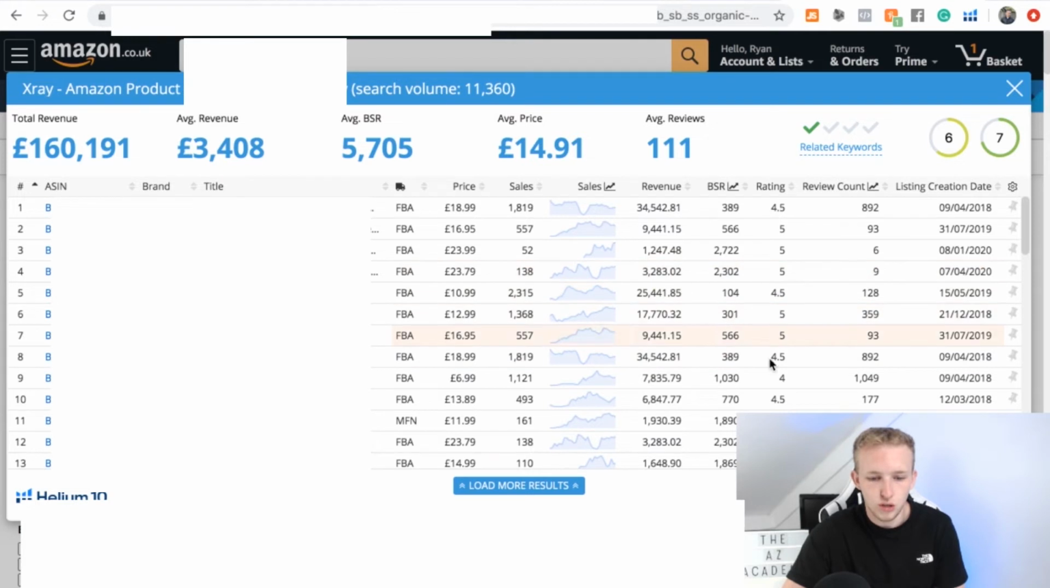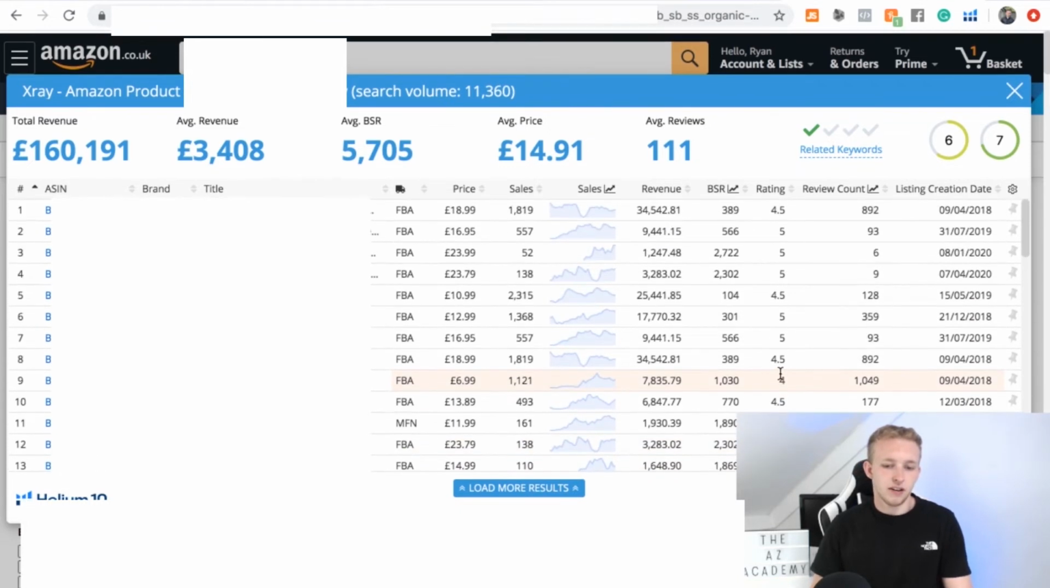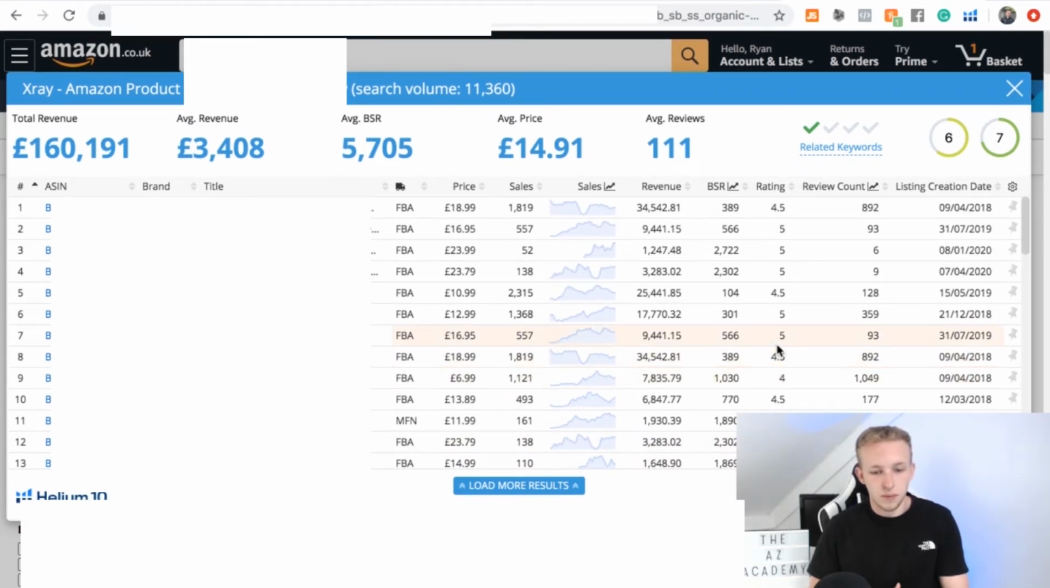But moving on to the rating quickly, we've got a bunch of 5 stars here and some 4.5 star average ratings. Now, this does draw my attention because it shows me that basically everyone here has near enough a 5-star rating. I'm sure even these people who have 4.5 stars are probably like a 4.7, 4.8, very close to 5 stars, I would assume.